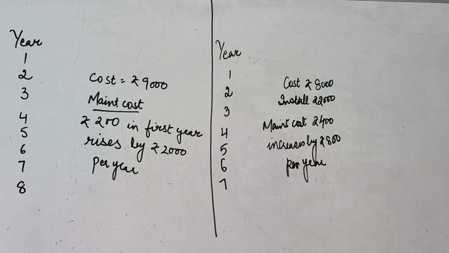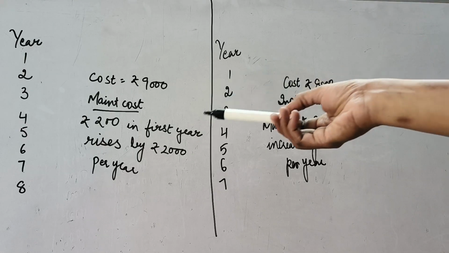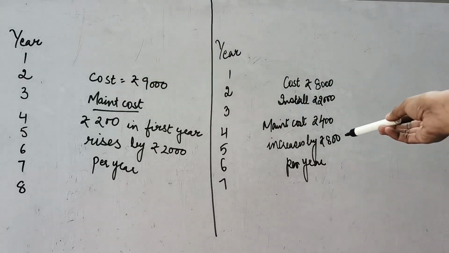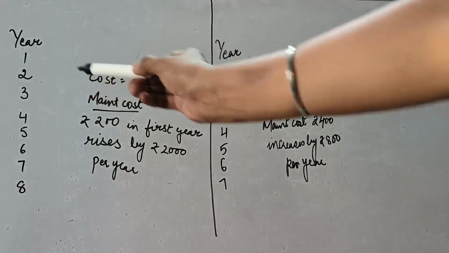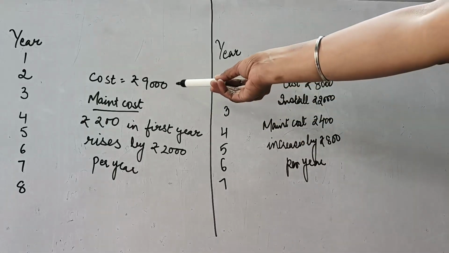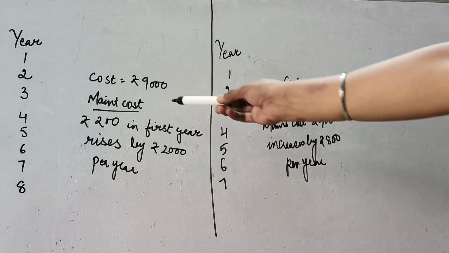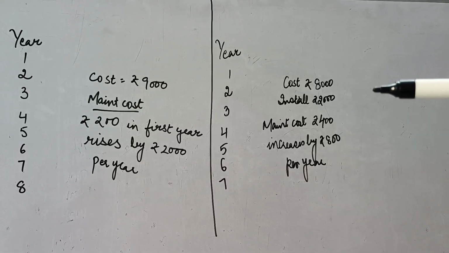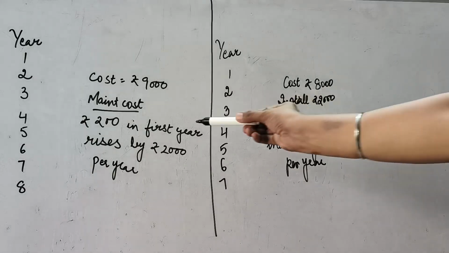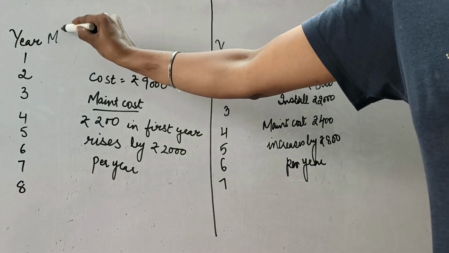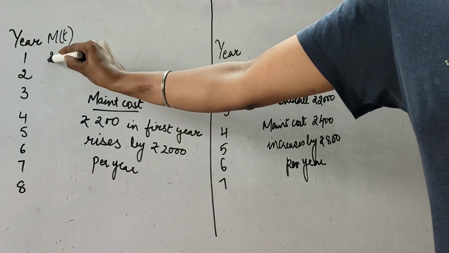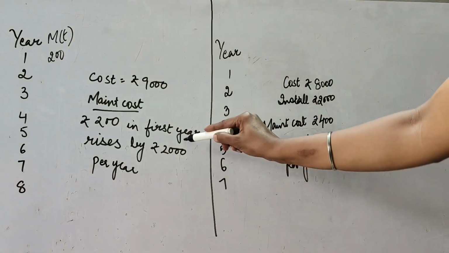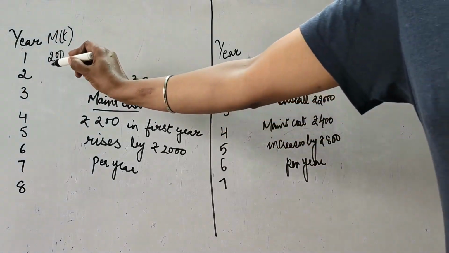Now here we will see that whenever two machines have been given which have to be replaced, how we go ahead with that. So in this question we can see that this is machine A and this is machine B. For machine A we have been given the data that the cost of the machine is rupees 9,000 and the maintenance cost is rupees 200 in the first year, which increases by rupees 2,000 per year. It means my maintenance cost is rupees 200 in the first year and it is increasing by rupees 2,000 every year.